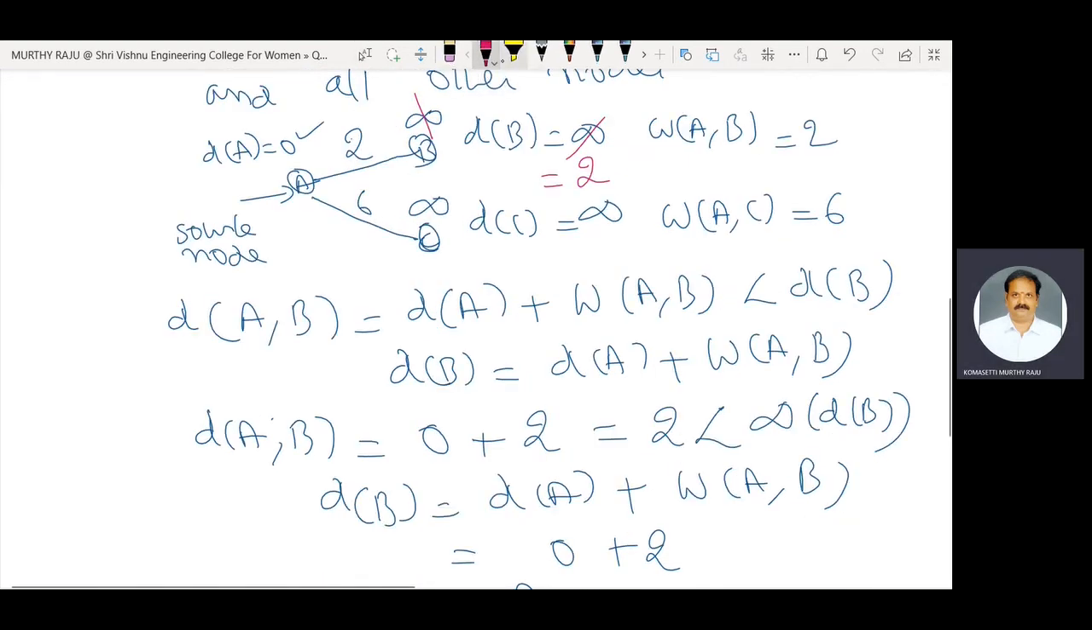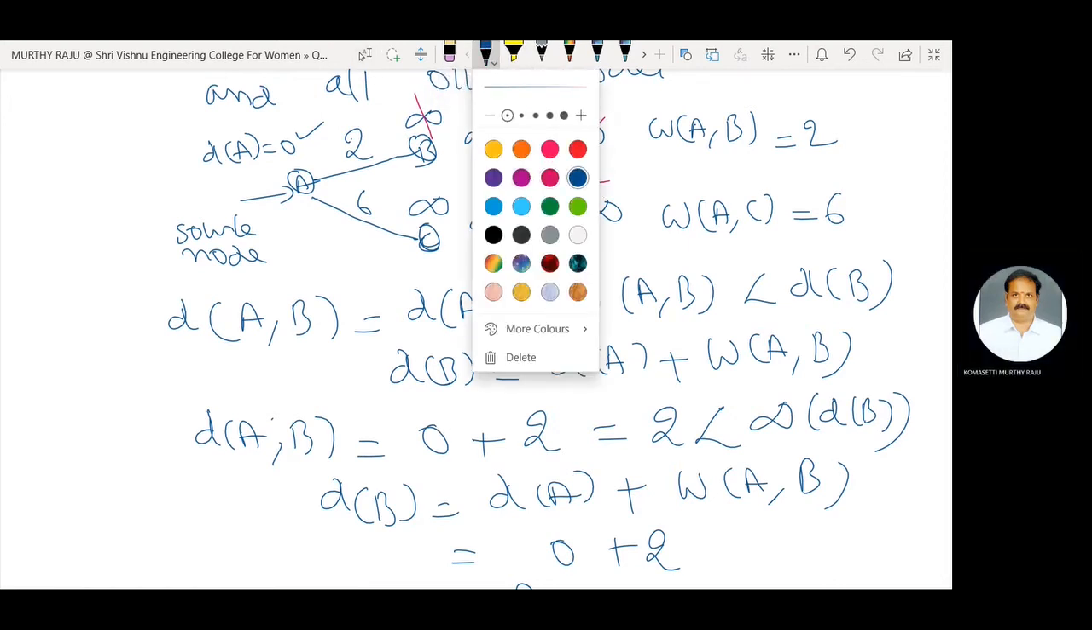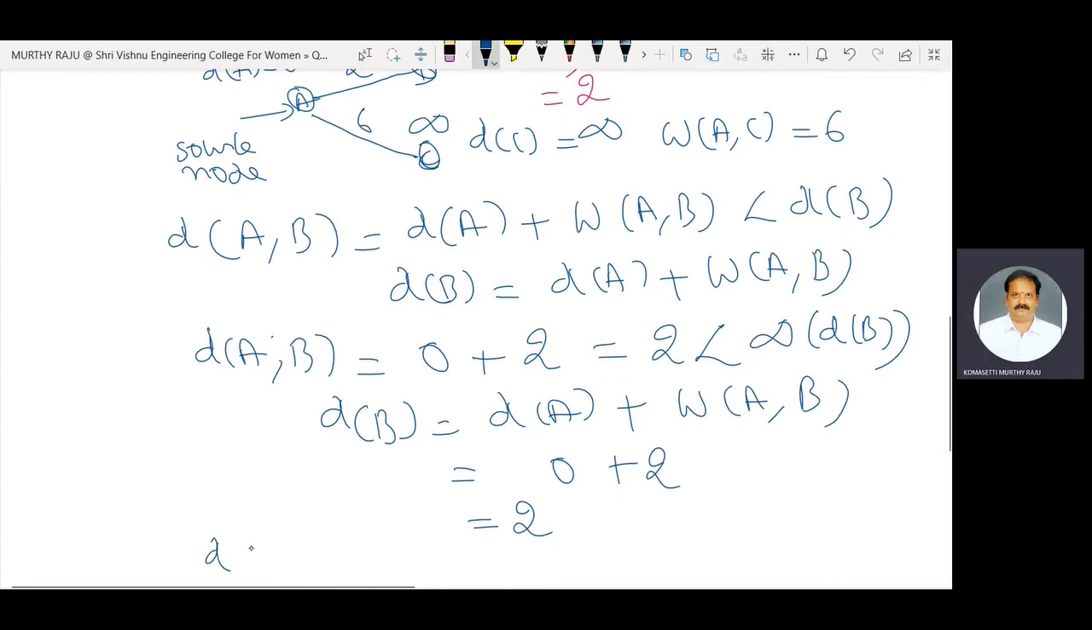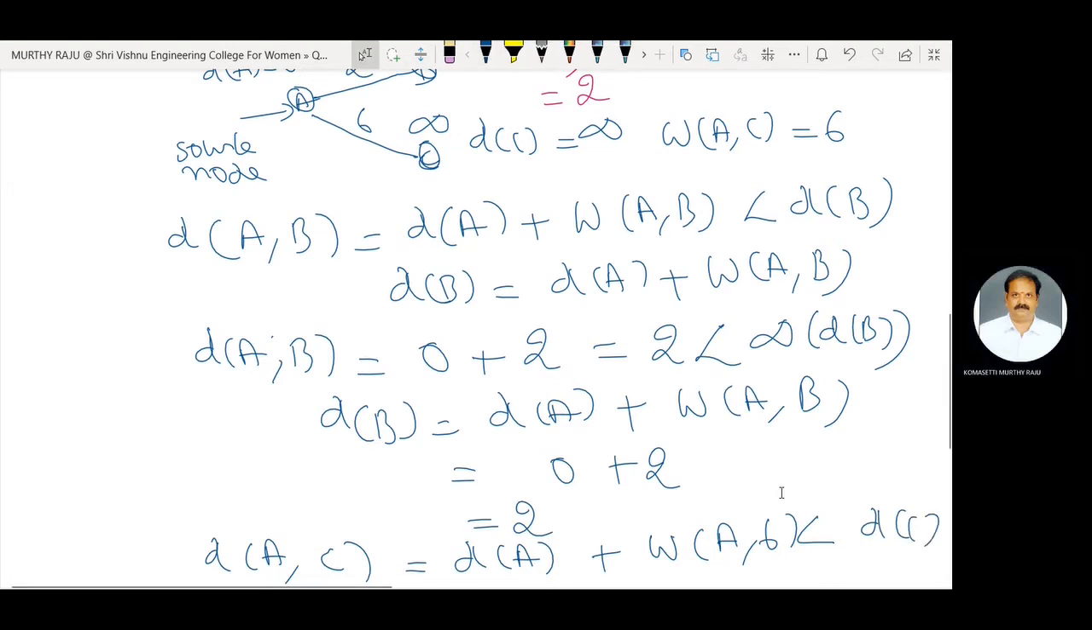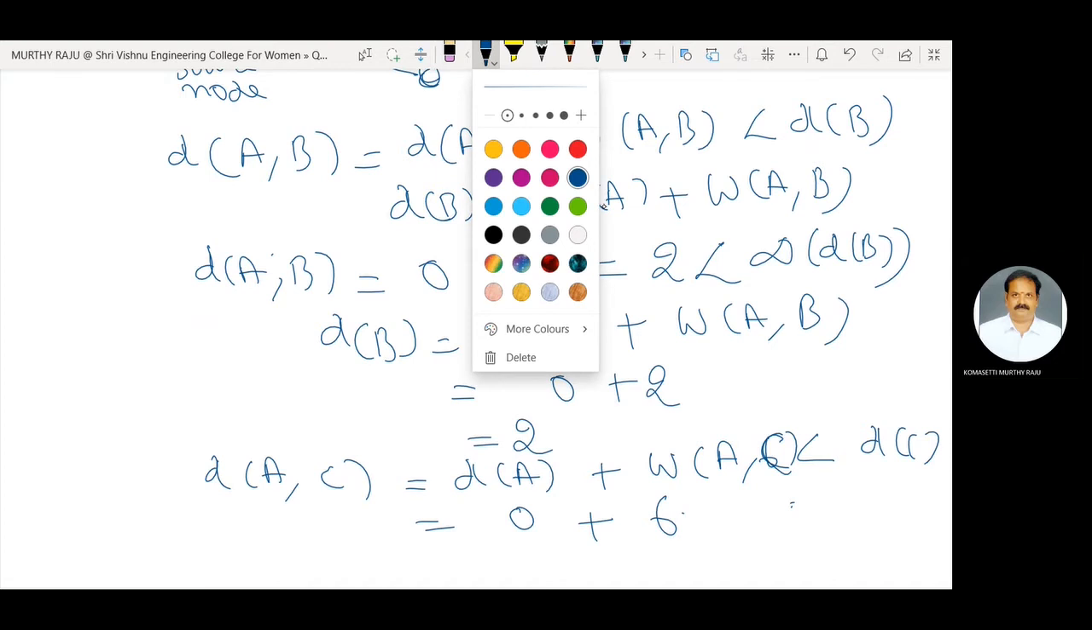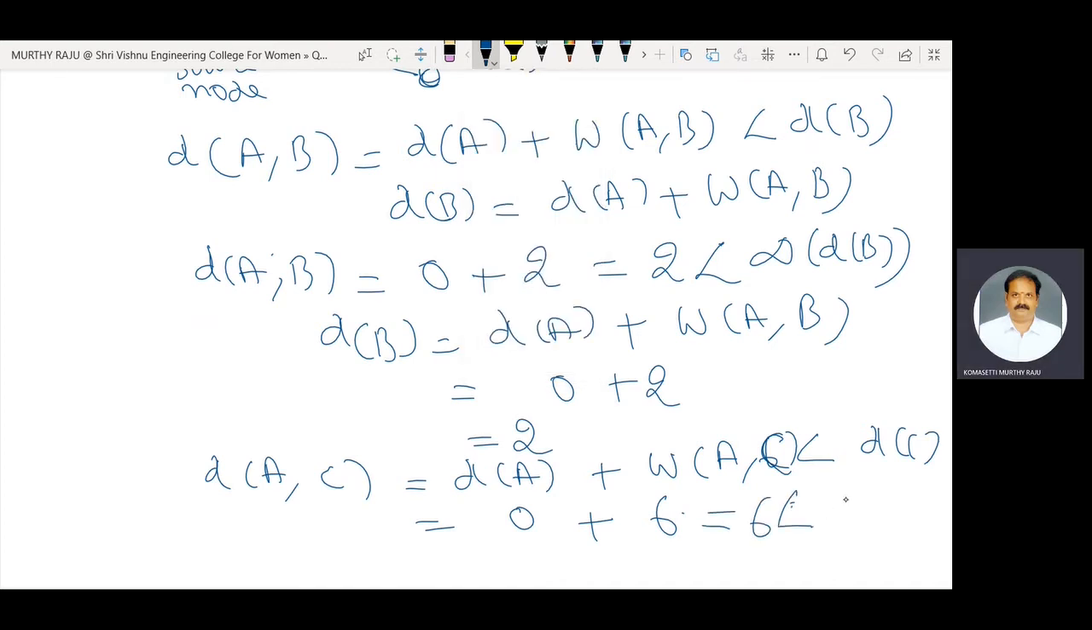In a similar fashion, you have to find the distance of node C. Now the distance between A and C is equal to distance of A plus the weight of edge (A, C), which should be less than d(C). We know the distance of A, the source node, is 0. The weight of (A, C) is 6. So 0 plus 6 is equal to 6, which is less than d(C).